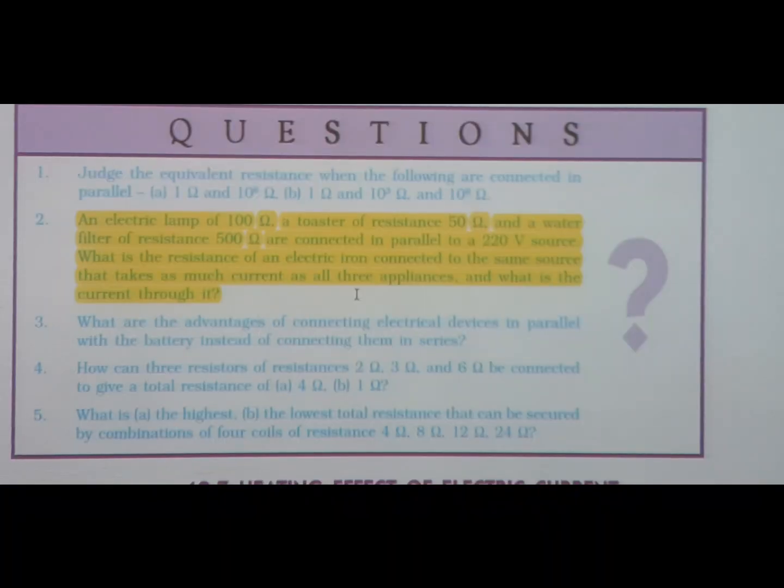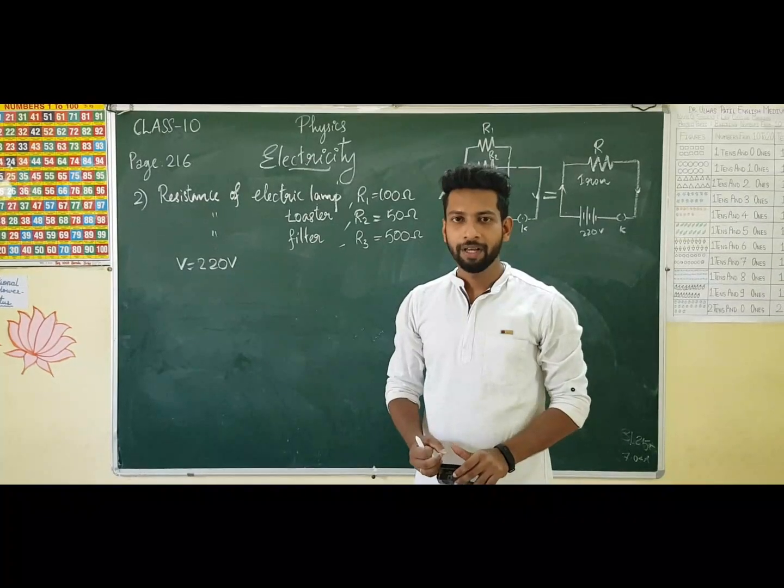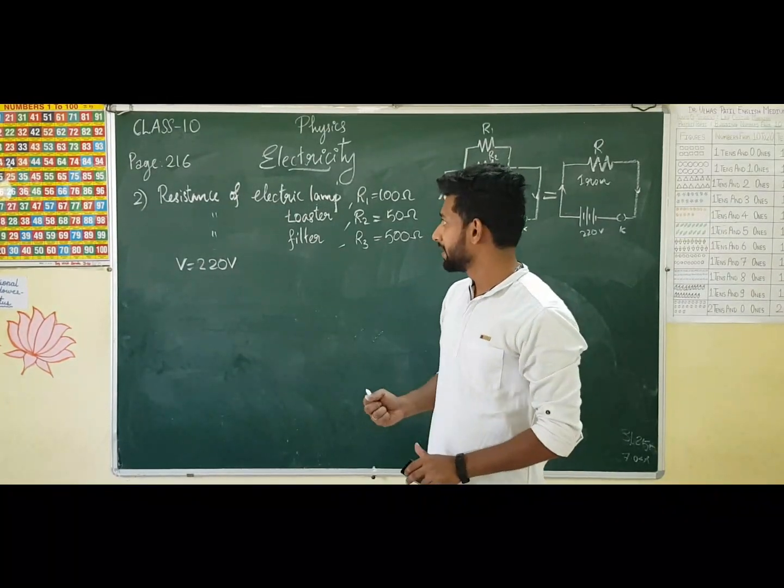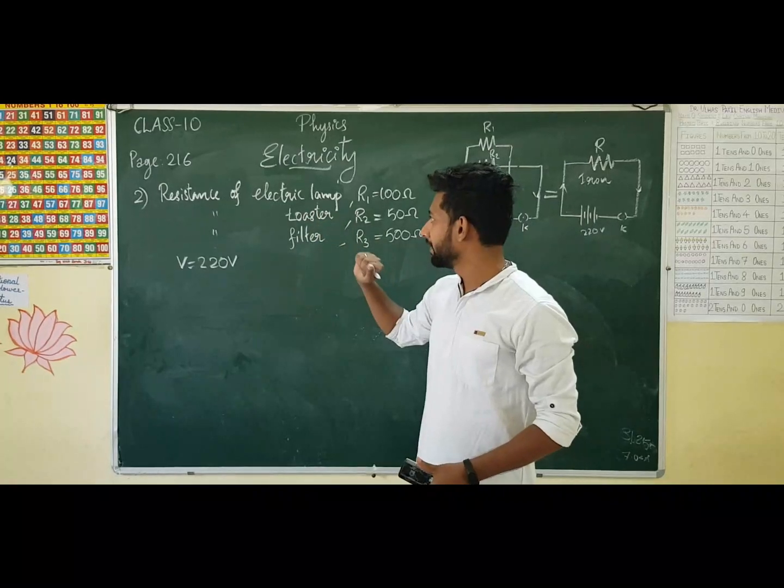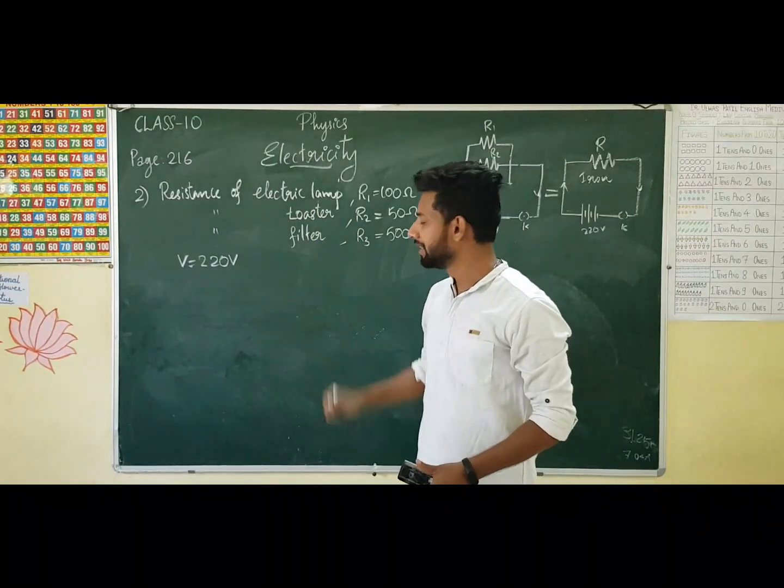In the next question, an electric lamp of 100 ohm, a toaster of resistance 50 ohm and a water filter of resistance 500 ohm are connected in parallel to a 220 volt source. What is the resistance of an electric iron connected to the same source that takes as much current as all three appliances, and what is the current through it? In this problem, three resistors are there. The first one is the electric lamp, the second one is the toaster, and the third one is the filter.